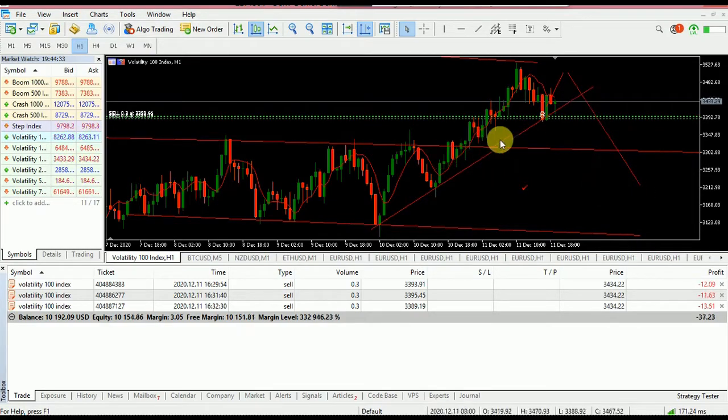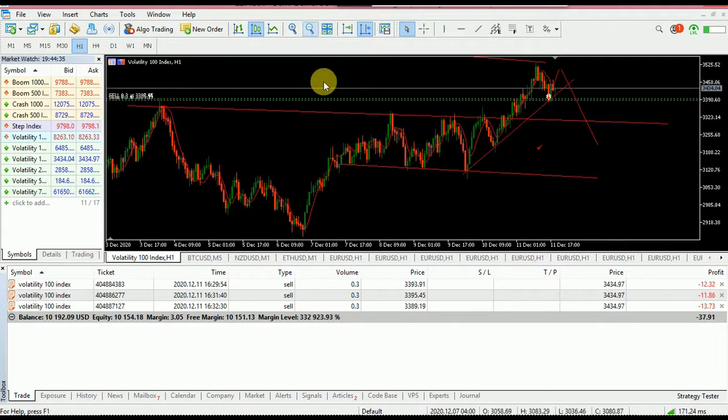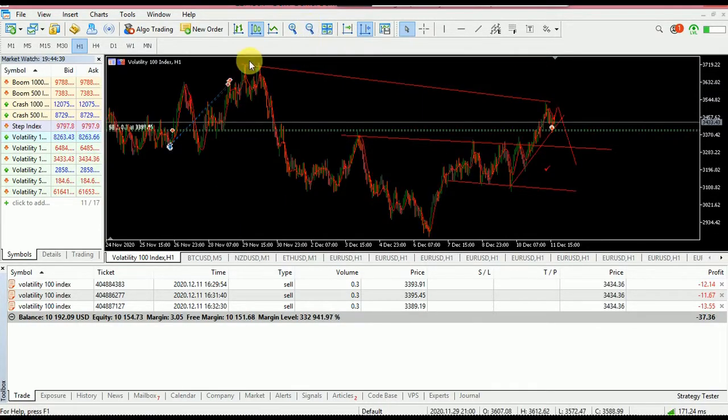Another thing I also took note of was connecting this point here. Using a trend line to connect this point and this point here, you can see that when the trend line touches this point, there was a great fall all the way down, and when the trend line touches here, there was also a great fall all the way down.